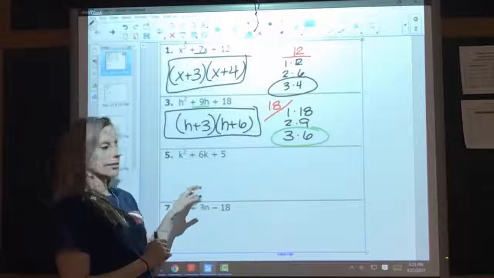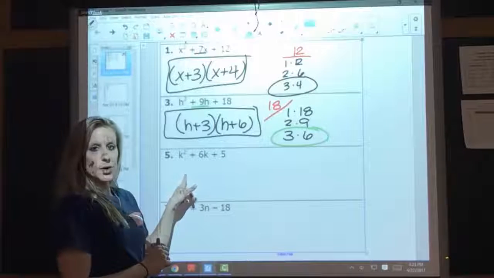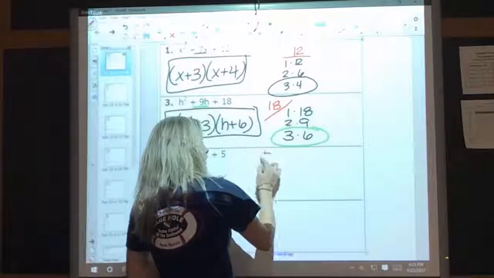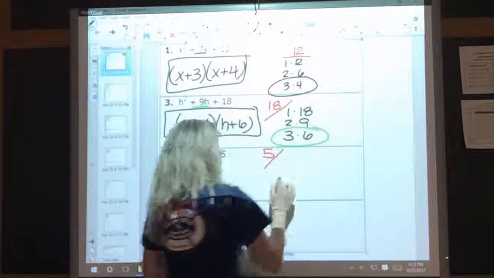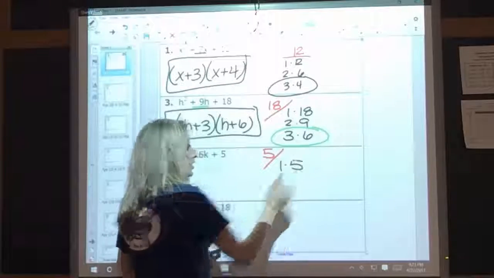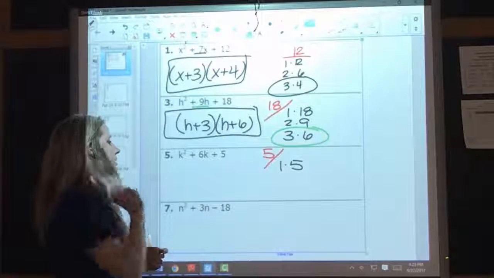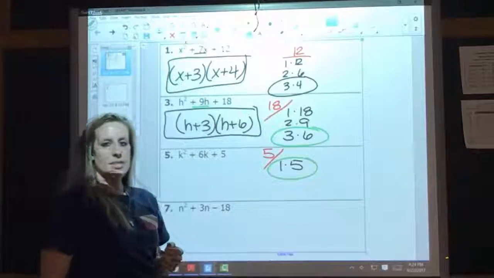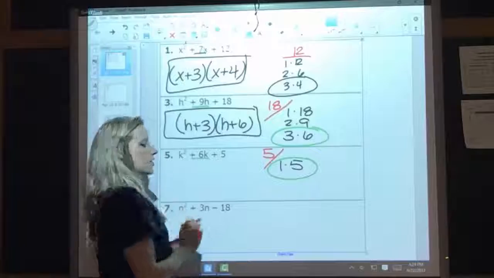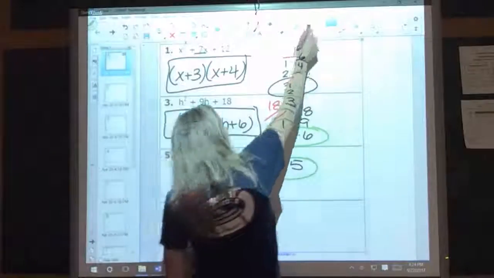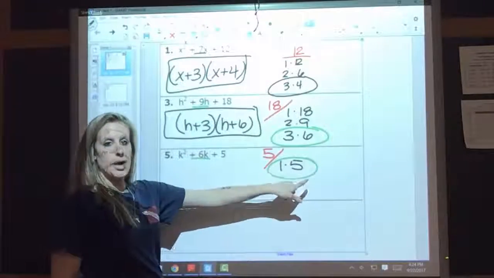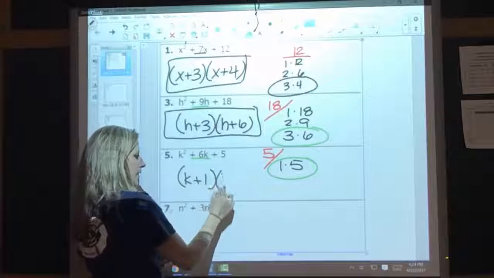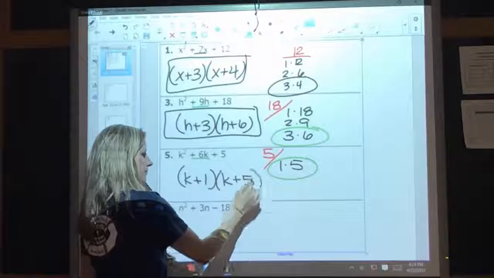Okay, number 5. I don't have a number in front of k squared, so I'm going to take this 5, and I'm going to find the factors of 5, which the only factors for 5 would be 1 times 5. That's what you're going to use, and to get 6 in the middle, you're going to have to add them up. So we need them both to be positive, so my factors are k plus 1 and k plus 5.